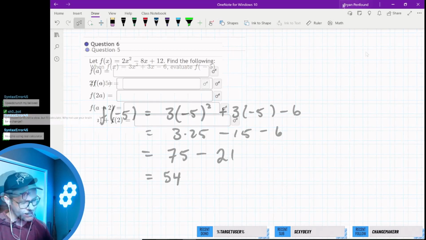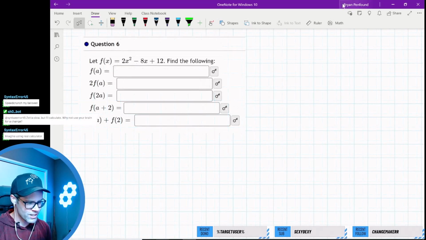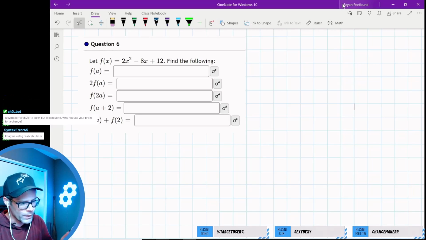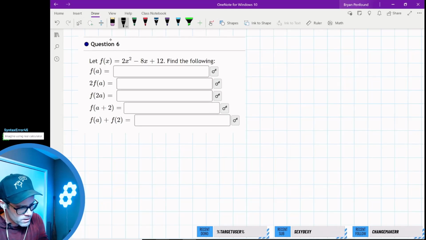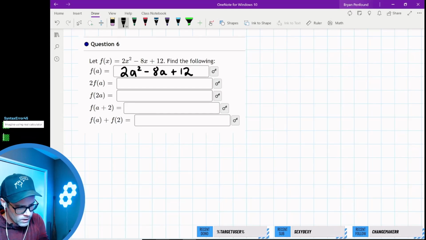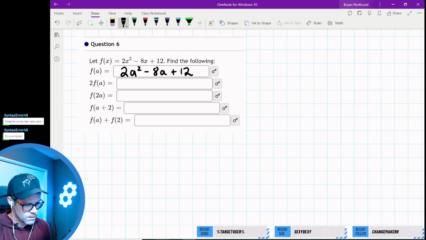Oh my gosh, look at question 6. We have a parabola, 2x squared minus 8x plus 12. Find the following. F at a. Okay, this isn't too bad. So f evaluated at a is 2a squared minus 8a plus 12. We just replace all of the x's with a's.